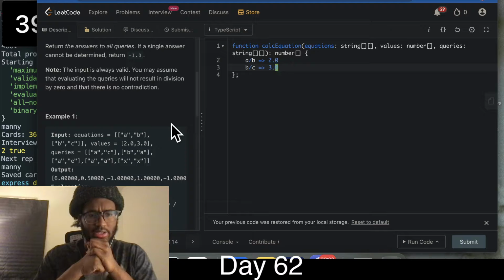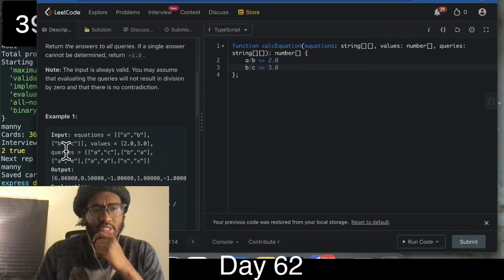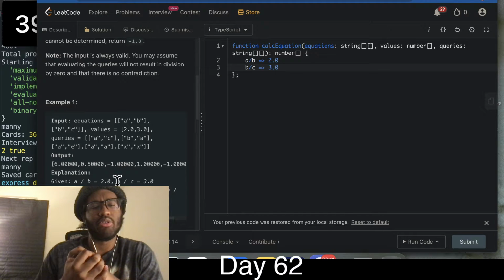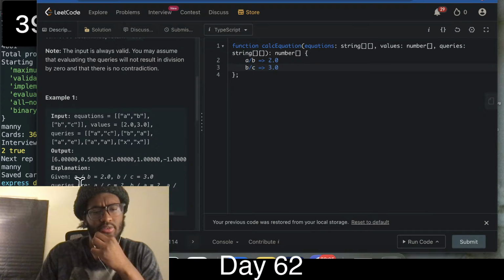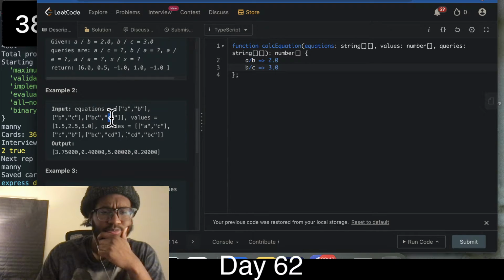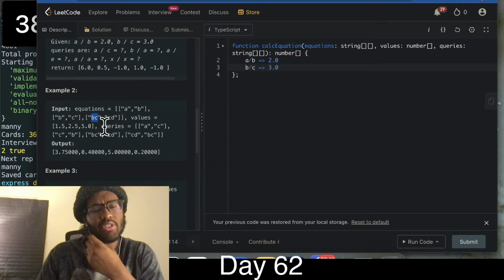A, E, A, X, X. E doesn't even exist. Okay, so they do return -1 for this because E doesn't even exist. A divided by B equals 2.0. B divided by C equals 3.0. A comma C, B comma A. It's even possible to have multiple equations and multiple variables. B, C, I guess this means multiplication.